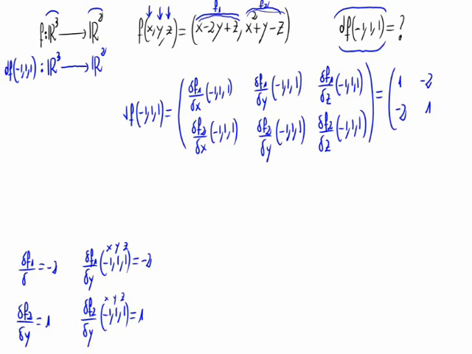Finally, derived in respect z, f sub 1 derived respect z would be equal 1, and f sub 2 respect z would be minus 1. Substituting as they are constants, we obtain the same numbers again. 1 and minus 1.